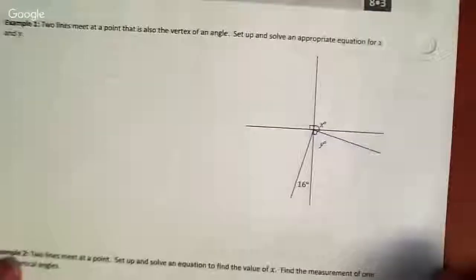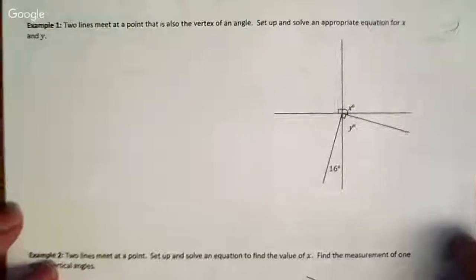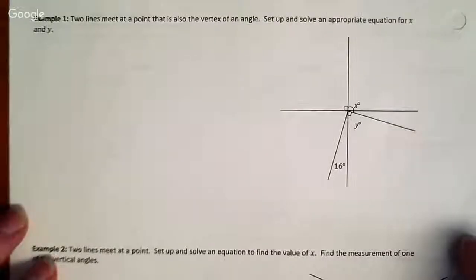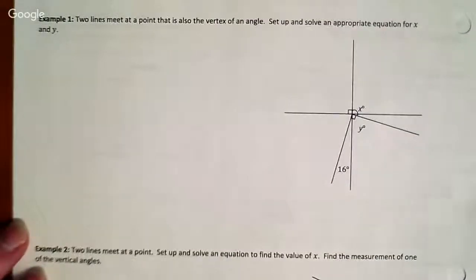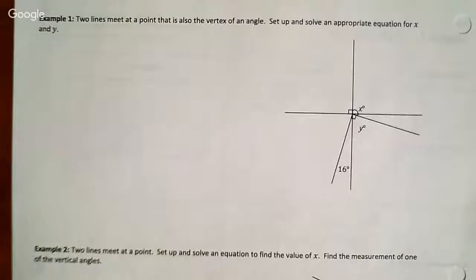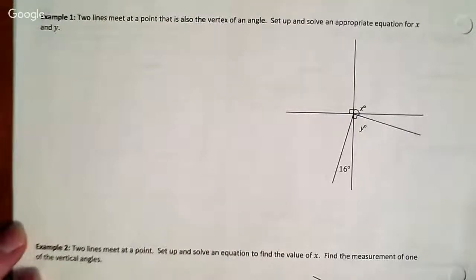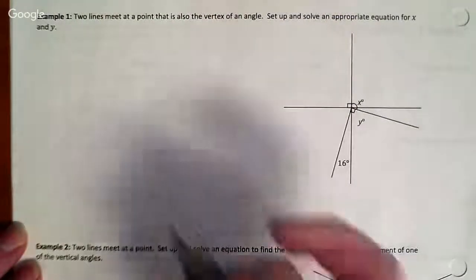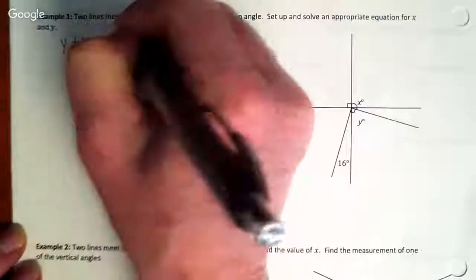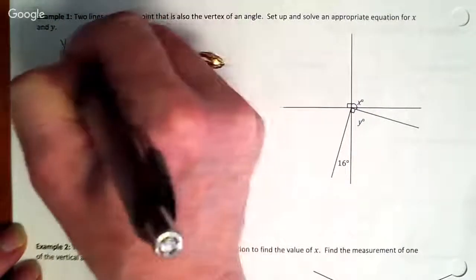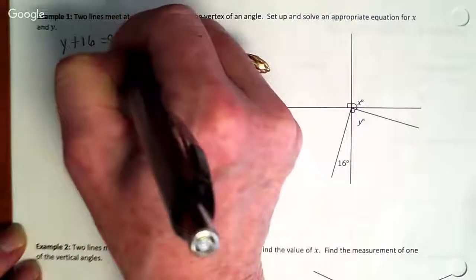For our first example, we are going to take two lines that meet at a point that is also the vertex of an angle. We're going to set up and solve the appropriate equation for x and y. In this particular equation, we have two equations here. We need to solve for y first. So y plus 16 equals 90 degrees. So subtract 16 from both sides.